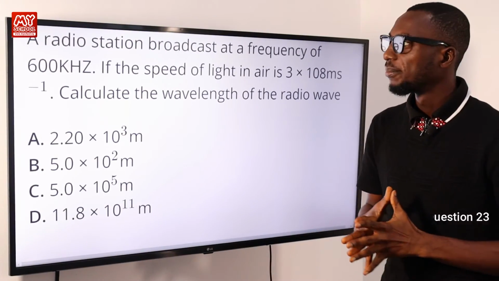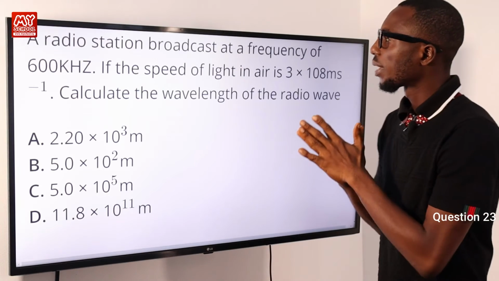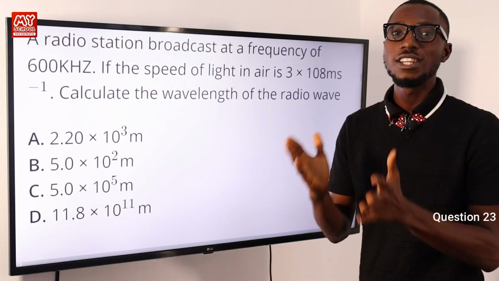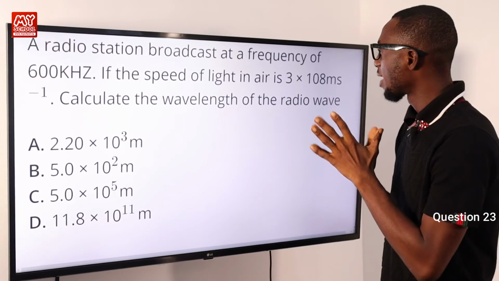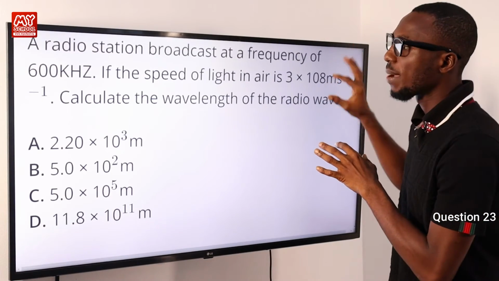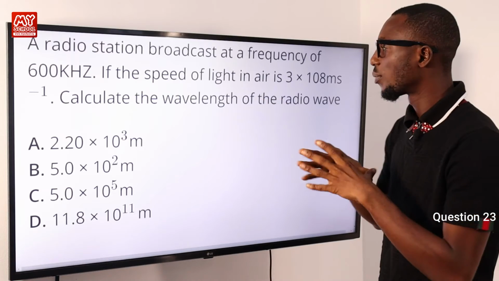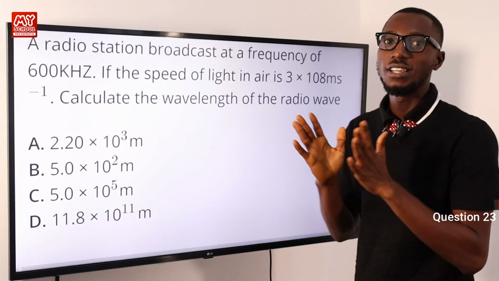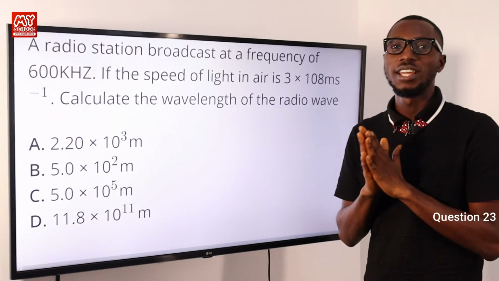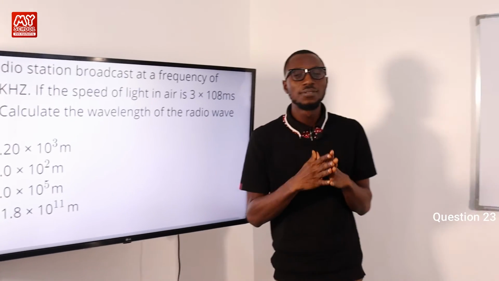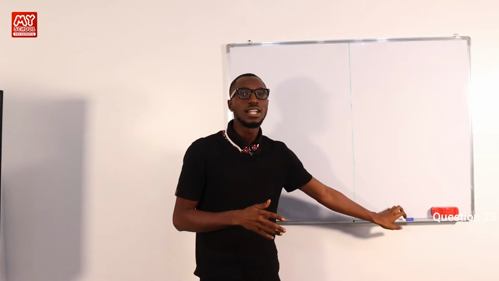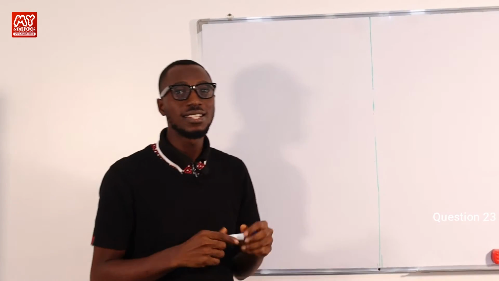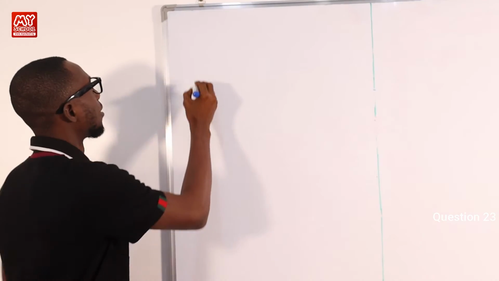Question 23. A radio station broadcasts at a frequency of 600 kilohertz. If the speed of light in air is 3 times 10 raised to power 8 meters per second, calculate the wavelength of the radio wave. We should just recall that v equals f lambda, where f stands for the frequency and lambda stands for the wavelength.